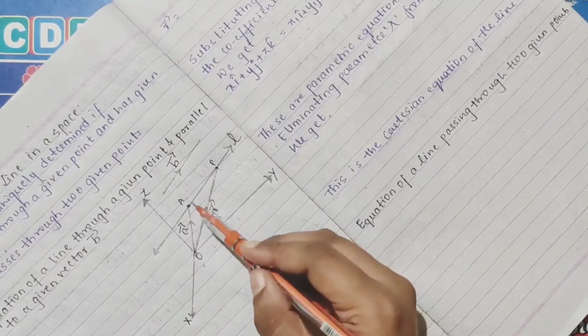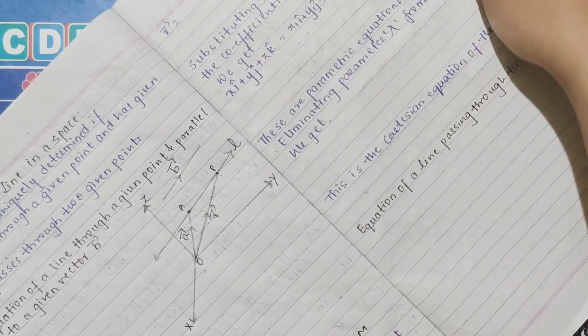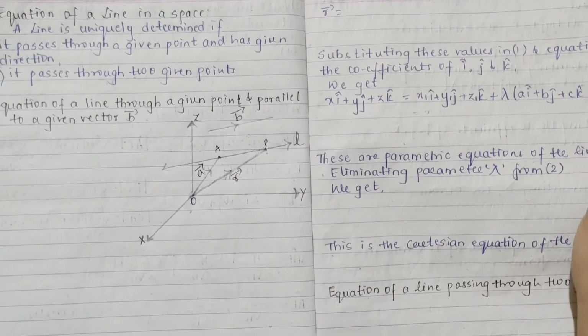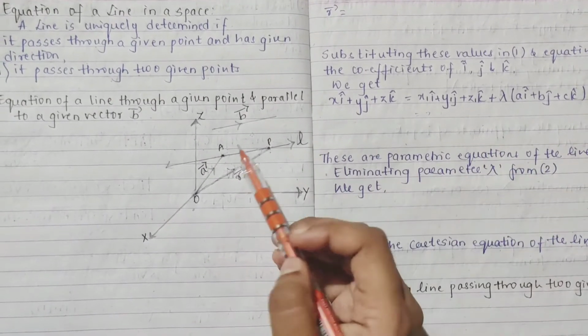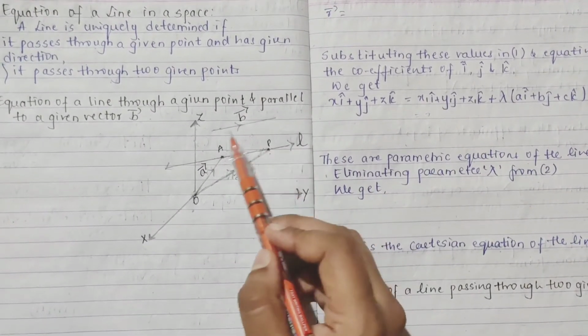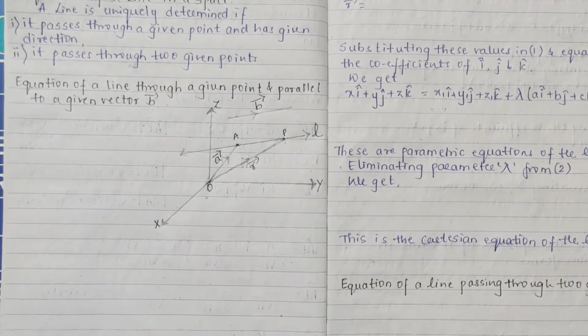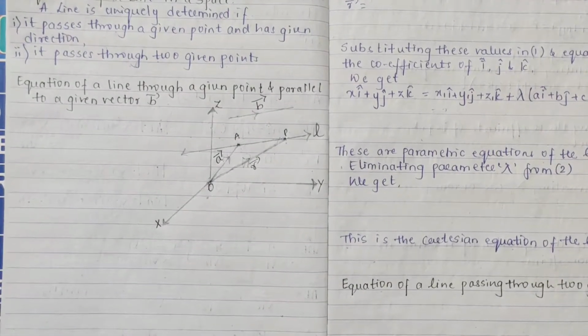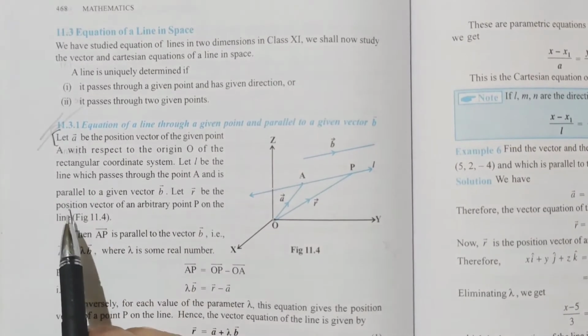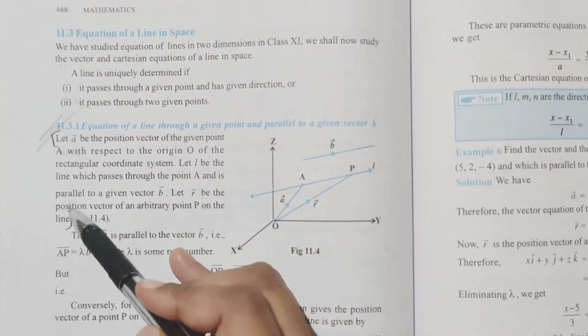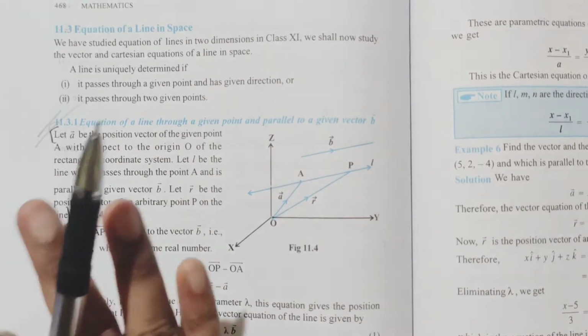So AP will be equal to OP minus OA. And we know AP is equal to your vector B, and vector B we have taken as lambda B vector. So all these points I will write. First write from here to here what I have explained to you. It is the same explanation, just written in sentences.